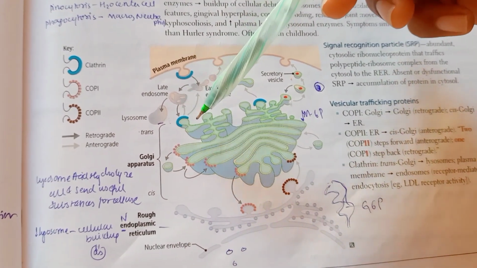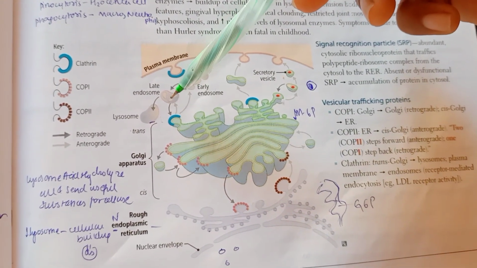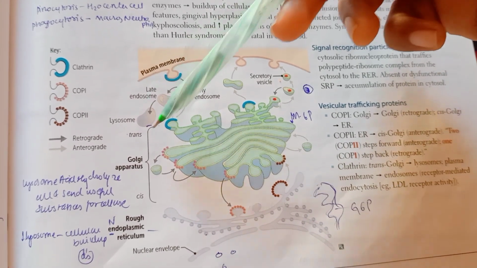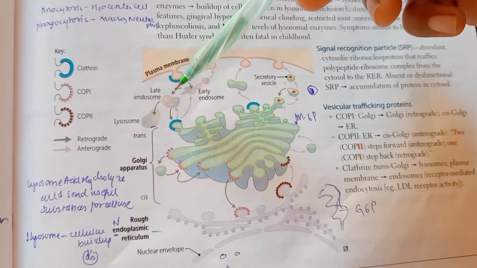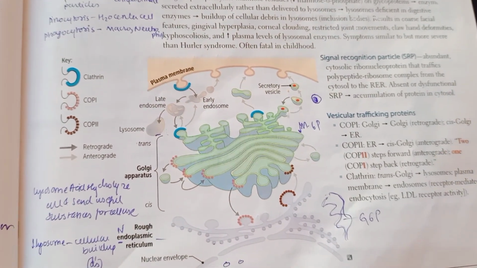Clathrin, you can see, is present on the trans side of the Golgi to the lysosomes. It will go to the lysosomes, or to the plasma membrane, or to the endosomes. This clathrin function is seen in LDL receptor activity, especially in the liver.